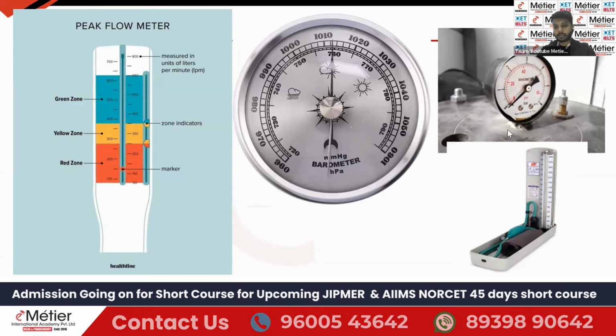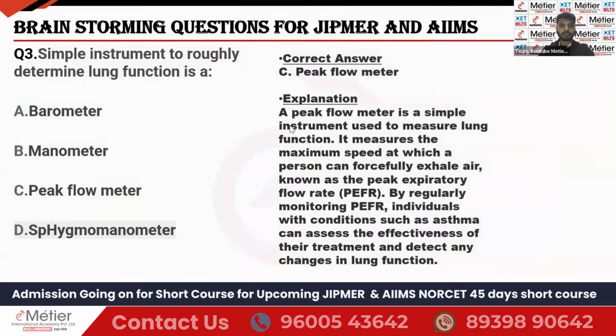This is manometer, option B they have given. It helps to measure the pressure in the pipelines, especially in the oxygen pipeline, right? That is manometer. Everyone note option D, it is sphygmomanometer, to measure the blood pressure. Clear? So the simple instrument to roughly determine the lung function is the peak flow meter.